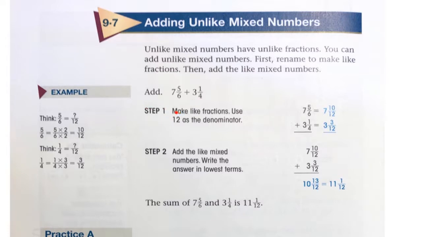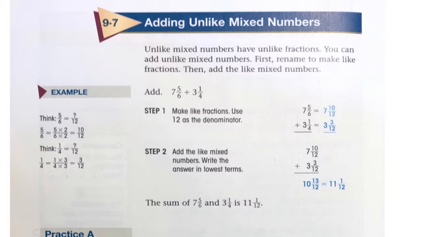Step 1, make like fractions. Use 12 as the denominator, because 12 is the least common denominator between 6 and 4. For 5/6, we can increase the 6 and 5 by multiplying by 2, and that would give us 10/12. 10/12 has the same value as 5/6.